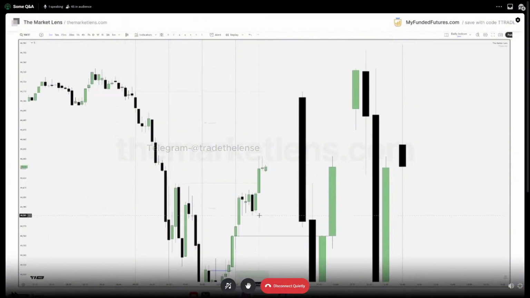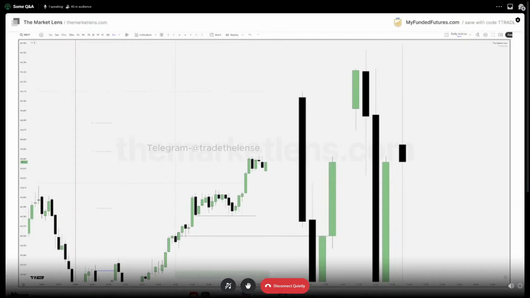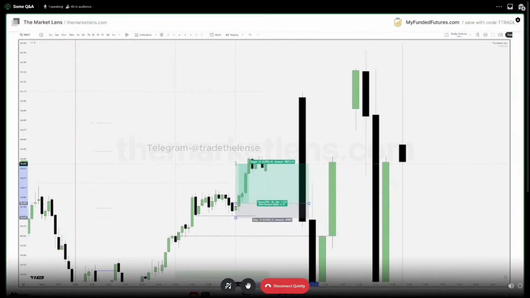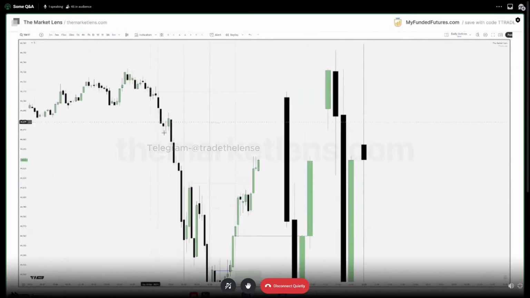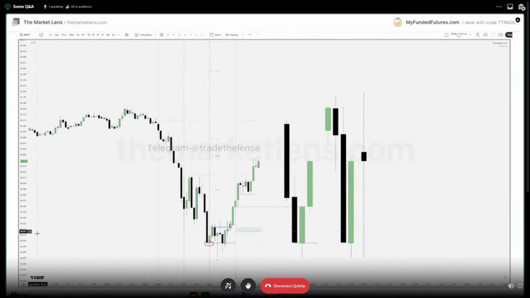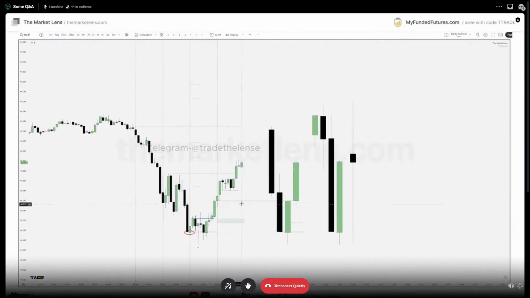Sure. It's just, is that equal lows? If it didn't form equal lows, then you could trade that long. If it would have just swept the low, then that makes sense. But that's like just trying to search for something. It's not the cleanest structure.